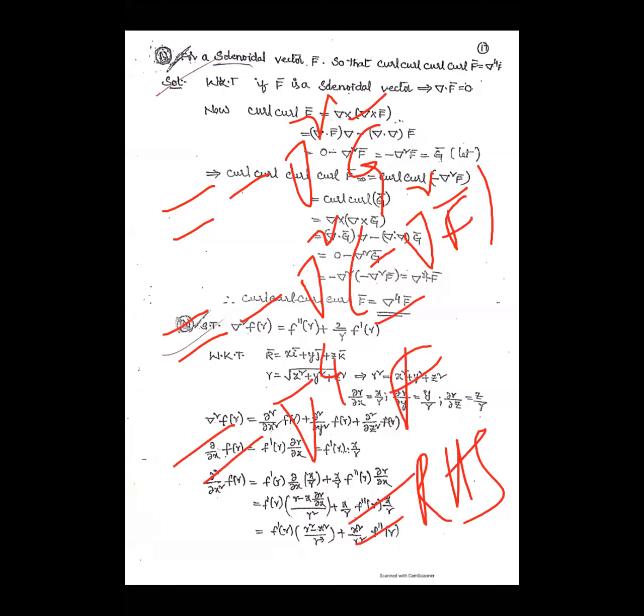At a time, it is not possible to apply 4 curls. So first we take 2 curls of F. It is symbolically written as del cross del cross F bar. Applying A cross B cross C equals A dot C into B minus A dot B into C, that equals del dot F into del minus del dot del into F. We know that F is a solenoidal vector, so del dot F equals 0, and the remaining del dot del equals del square. Let us assume the resulting value as G and also apply the same function to G.